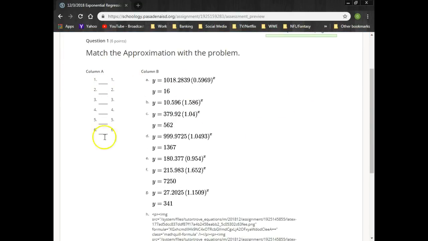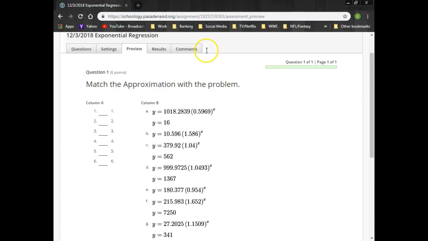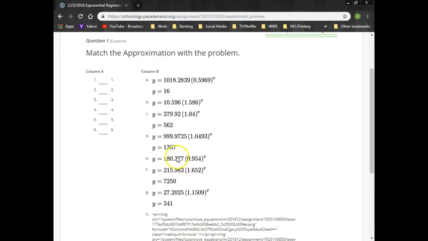Okay, so for problems 1 through 6, you're going to match the approximation and then the answer. So you have to match these to these. Does that make sense? Okay, 3 would be the last one, this one right here, G, right?